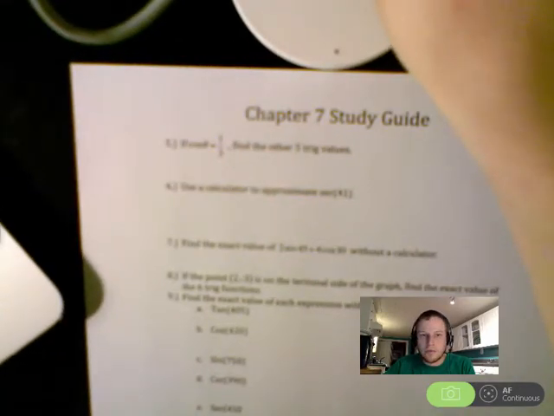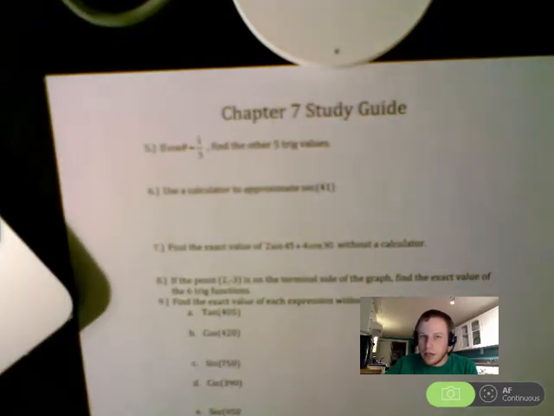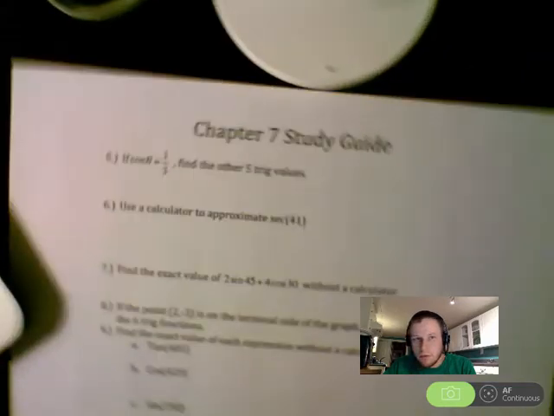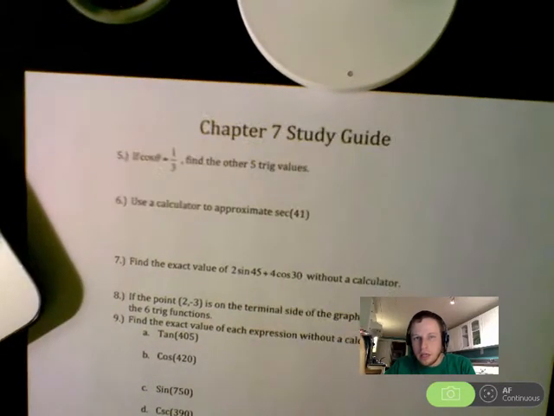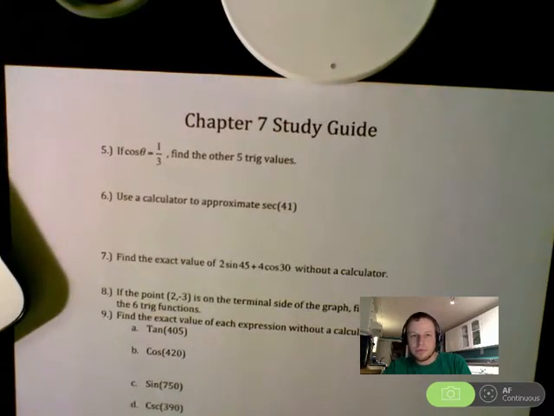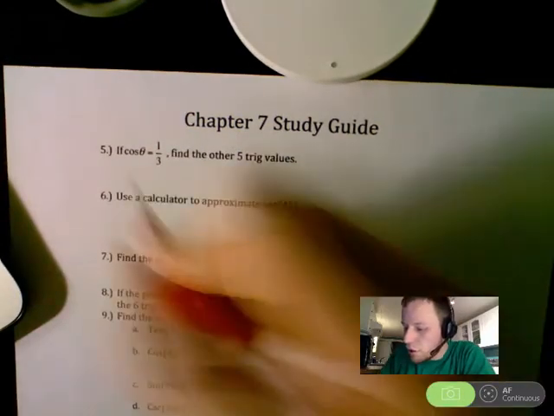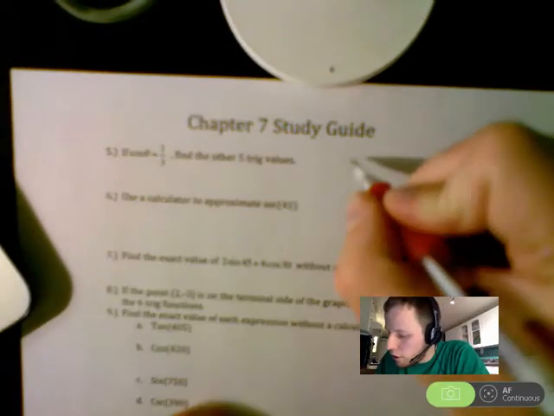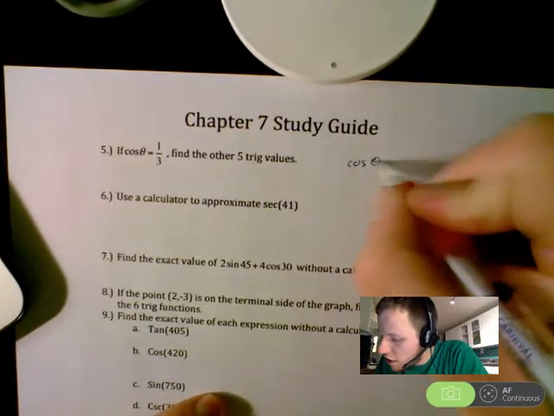Now flipping to the back side, it can get a little bit more challenging. Not terribly too much. Okay, so here we're given cosine equaling 1 over 3. So cosine of theta is, what happened?